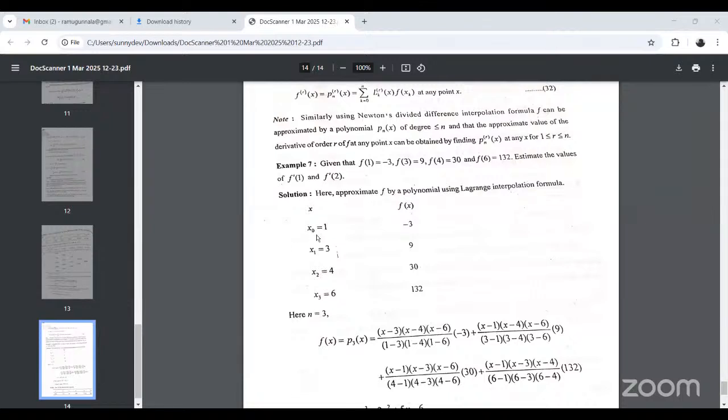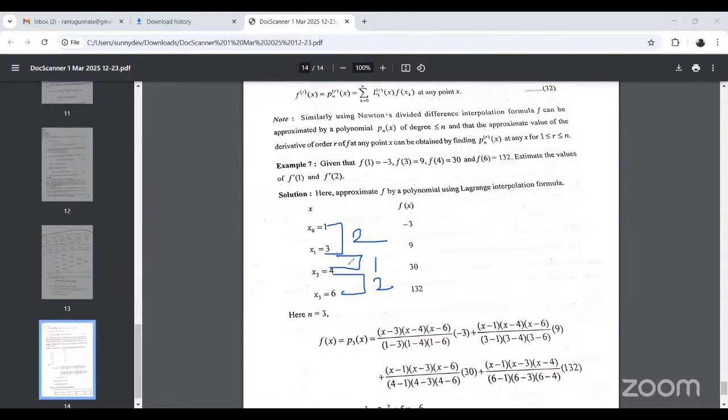They are given x naught 1, x2 3, and they are asking to find f dash of 1 and f dash of 2. Now observe what the interval is. This is 2, this is 1, and this is 2. So that is unequal intervals. In the examination, they will not mention whether to use Newton's forward, Newton's backward or Lagrange. So first we should observe the question, and then decide whether it is backward, forward or Lagrange interpolation.